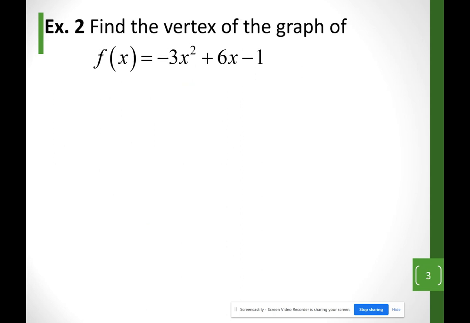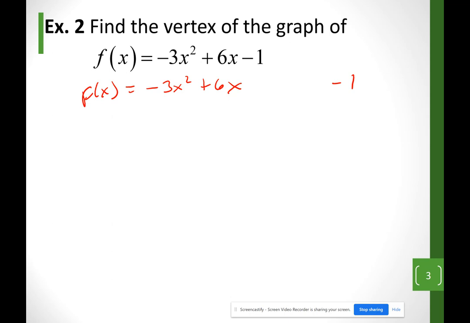Now let's take a look at this one. Find the vertex of the graph. So first of all, I'm just going to say that f of x is equal to negative 3x squared plus 6x, and then my minus 1, I'm going to throw it way over there.